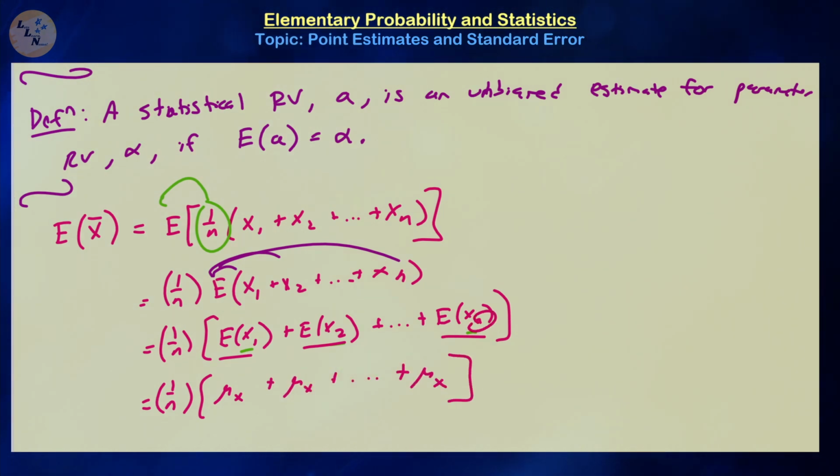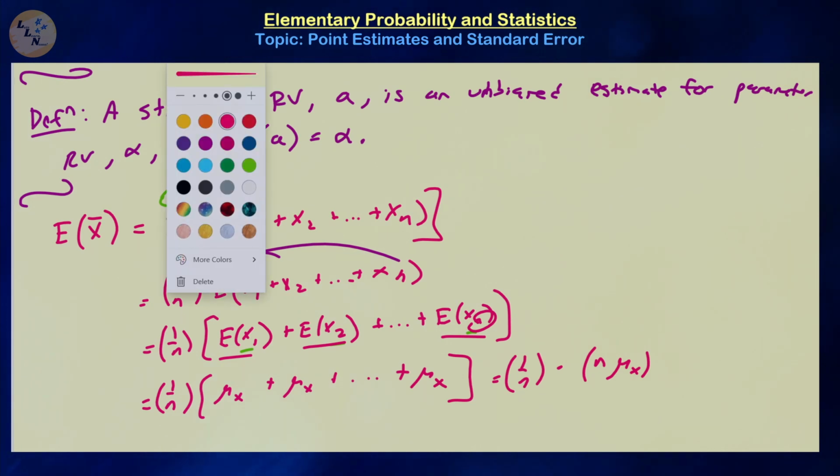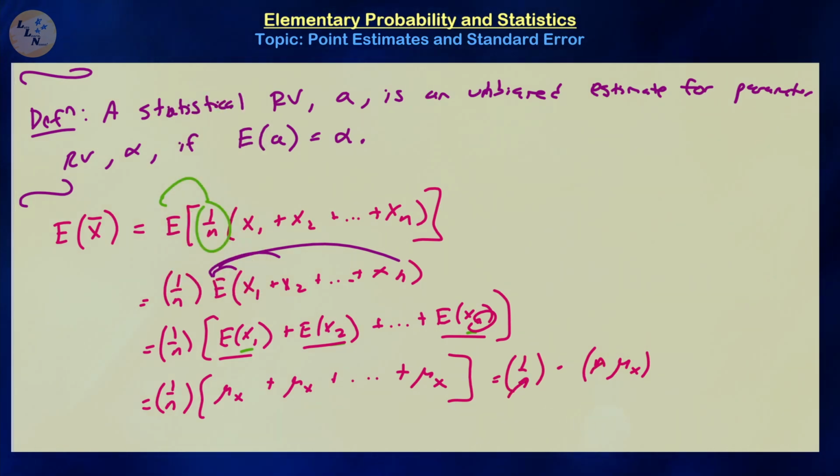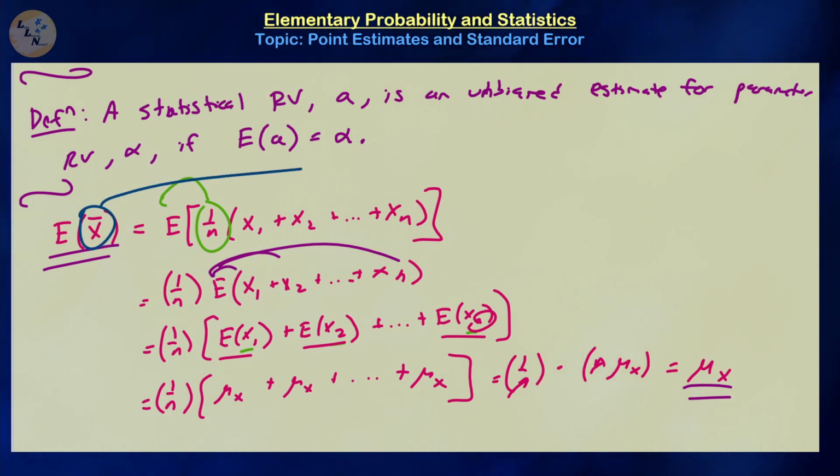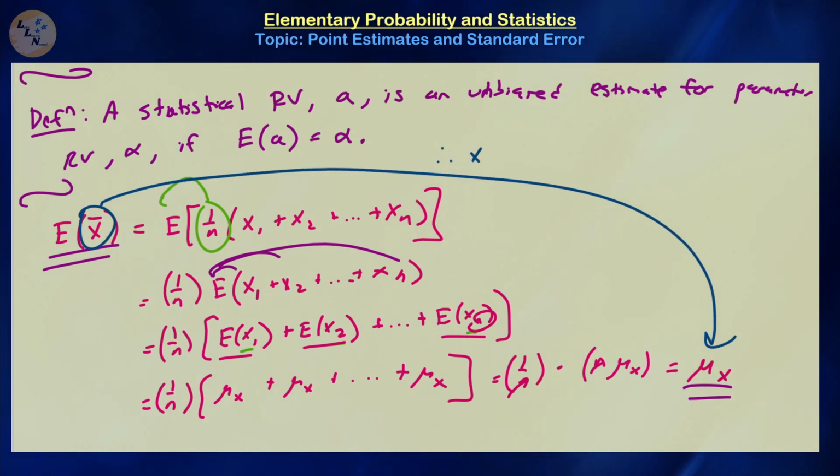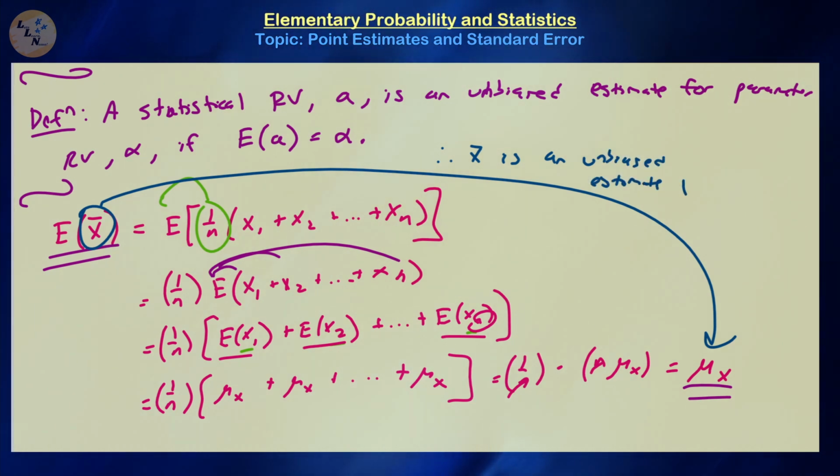There's n of them in this exact sum, so that's of course going to be equal to 1 over n times mu x. These mu x do cancel, these n's do cancel, and we're just left with mu x. So therefore, the expected value of x bar is equal to mu x. That means x bar is an unbiased estimate for mu x, or just mu as some people say.